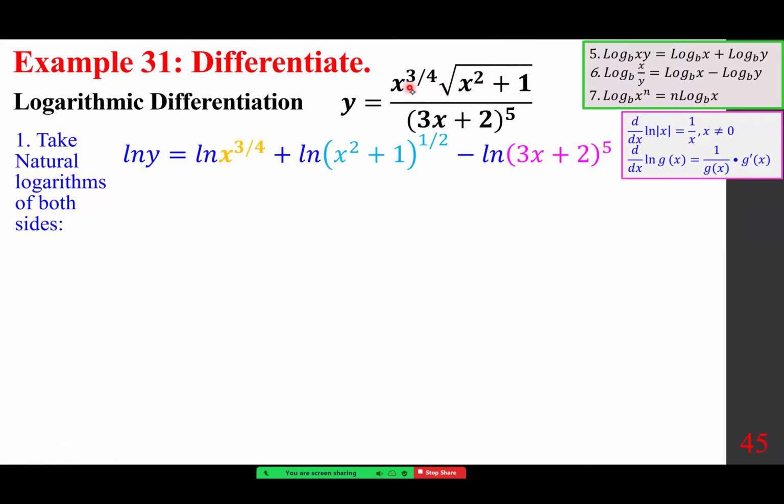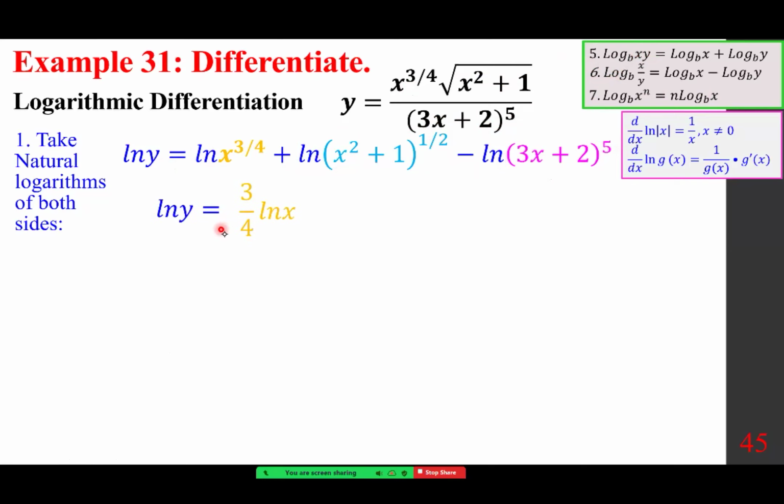Ln of x to the power of 3/4 plus ln of x squared plus 1 to the power of 1/2, minus ln of the power. This one, 3/4 sits in front. This one, 1/2 comes in front. This one, 5 comes in front because of the power rule. This is the combination of a product and quotient rule. And now we're going to use the power rule.